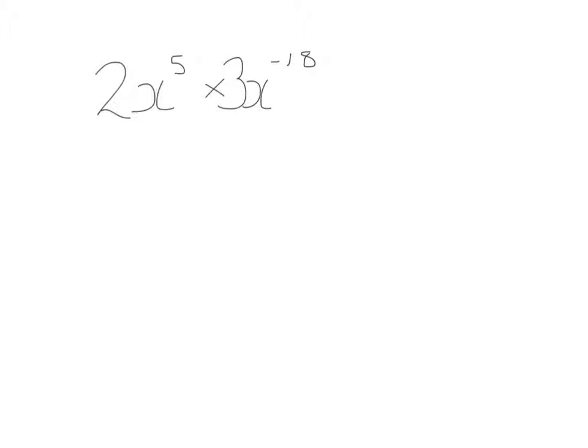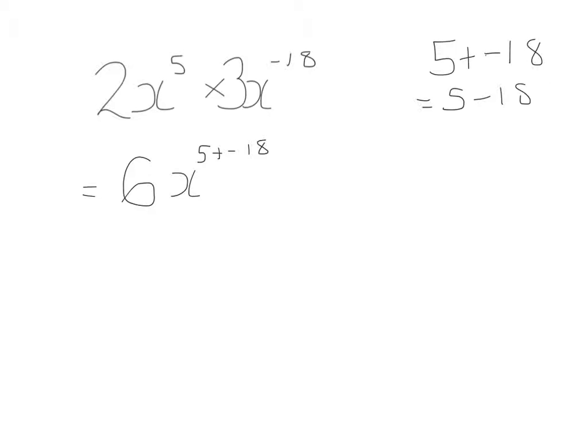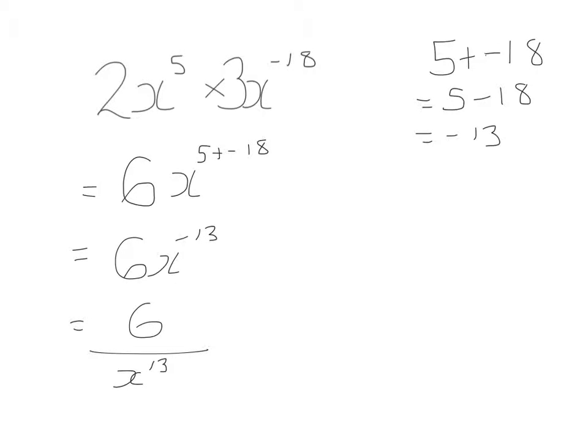If we were asked this calculation here, 2x to the power 5 times 3x to the power minus 18, this is just going to combine all the skills I've learned so far. So I would multiply my numbers together first. 2 times 3 is 6, and then I'm multiplying, that means I have to add my powers. So I'm going to do 5 plus negative 18. Doing that at the side, 5 plus negative 18, we're adding a negative, so that's the same as taking away. So that's going to be 5 take away 18, which is minus 13. So if I simplify this, it would be 6x to the power minus 13. But if I want to write this with a positive power, it's going to be 6 over x to the power 13.